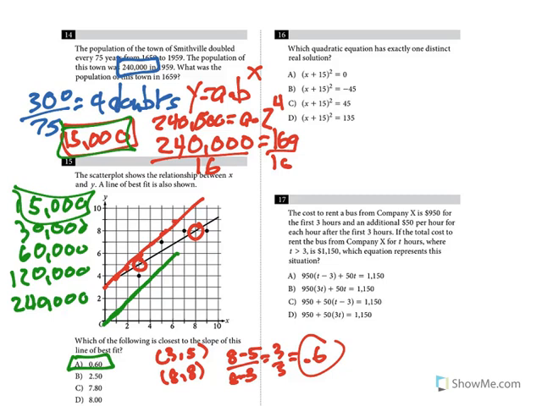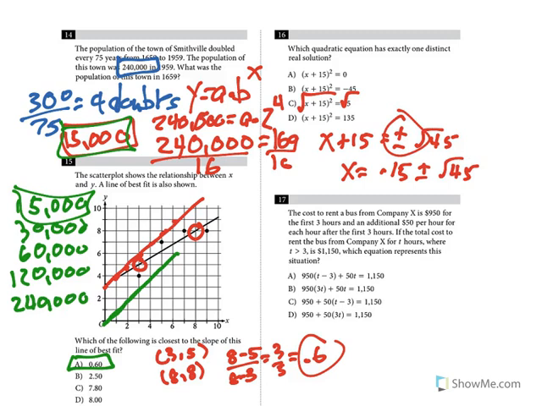Which quadratic equation has one distinct real solution? So we're going to say, for each of these, what would we do? We're going to take the square root of both sides. Now, 0 is kind of an important number here, because if I take, let's say, C, square root of both sides, I'm going to get x plus 15 equals plus minus radical whatever number is under there. So I don't need to solve this. The fact that I have a plus minus here means I'm going to get two solutions.